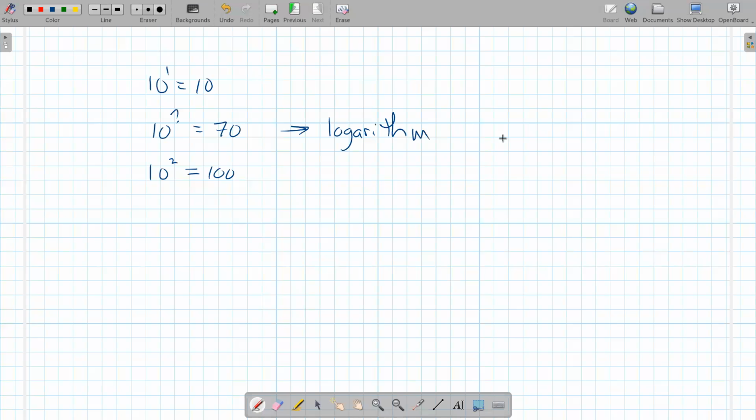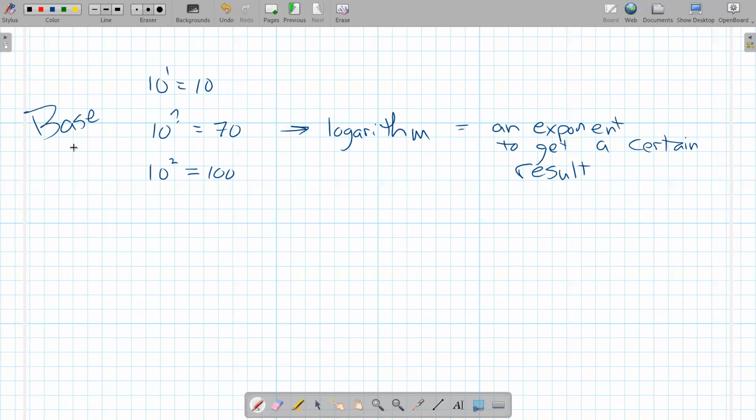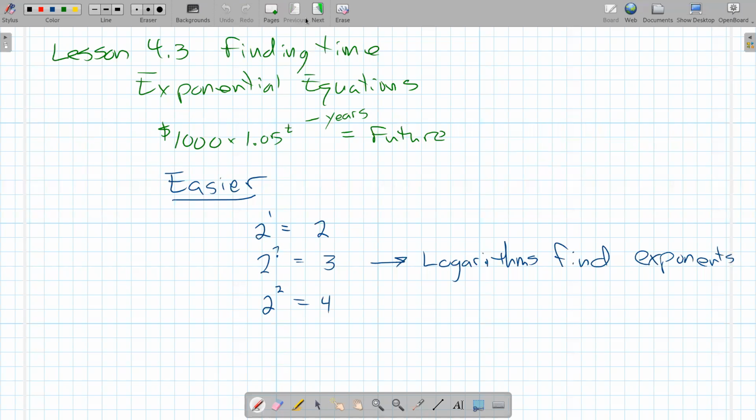If you look up logarithm in the dictionary, what you're going to find is that the logarithm is an exponent that produces a certain result. And our calculators have a logarithm button for bases of 10, right? Notice here, the base of these powers is 10. If the base isn't 10, then we've got to be a little bit trickier on our calculator to try and find the power. So I'm going to do the base 10 one first, and I'll come back and do the base 2 one there.